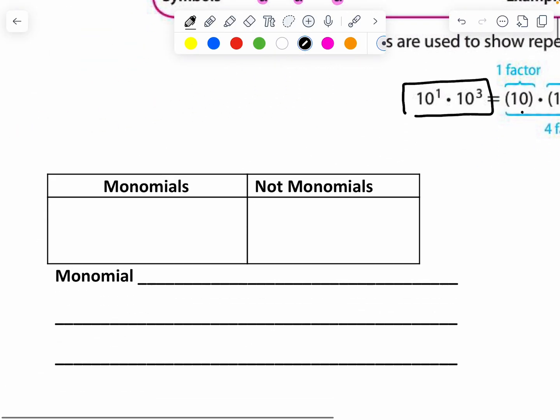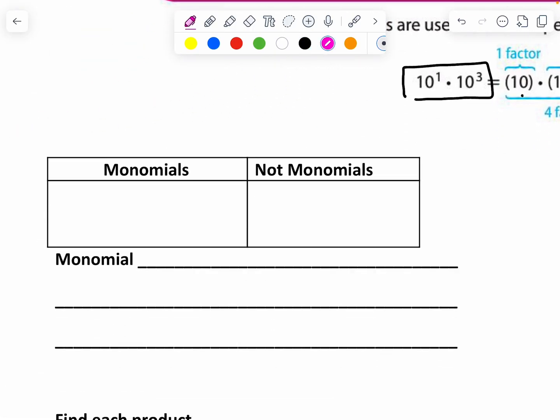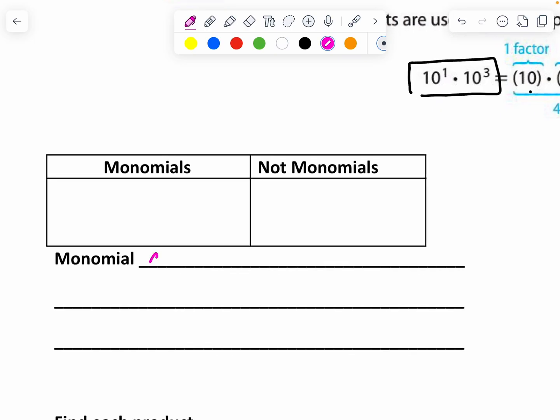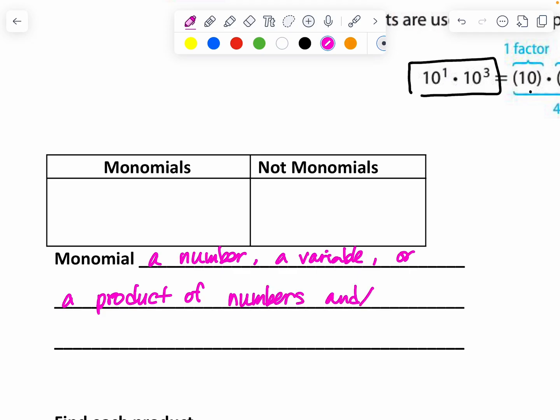Okay, let me give you the definition of a monomial. A monomial is a number. It could be a variable, or it could be a product of numbers and or variables.